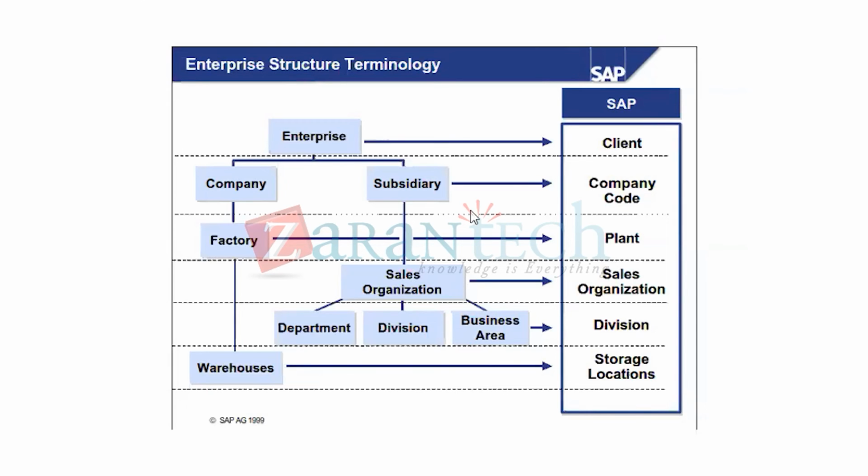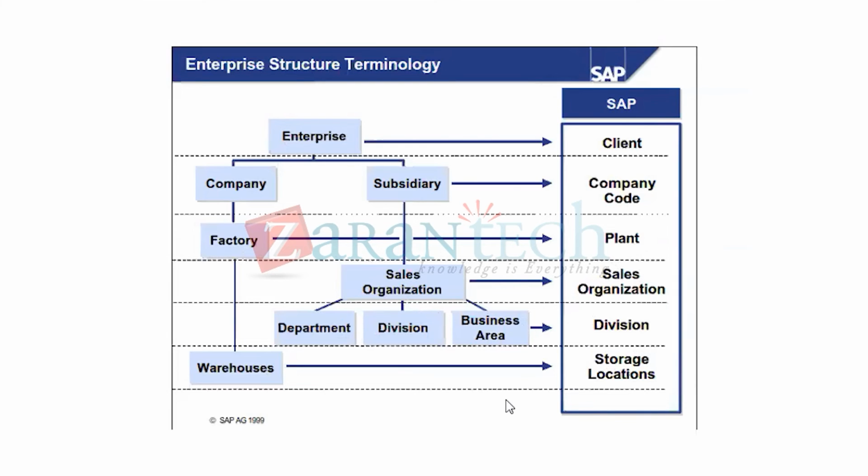And then here, company and subsidiaries, sister concerns or subsidiaries, all those things are treated as company code level in the SAP system. So factory, which refers to the plant, sales organization, department, division, business areas are divisions here, warehouses are storage locations here.